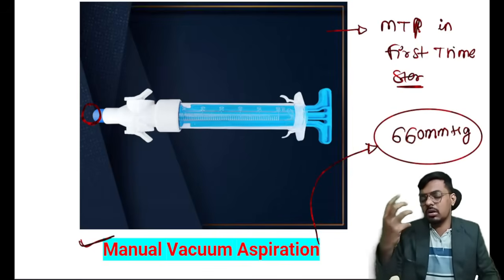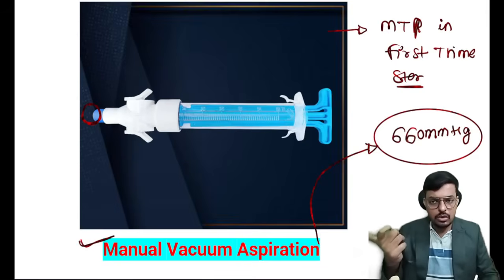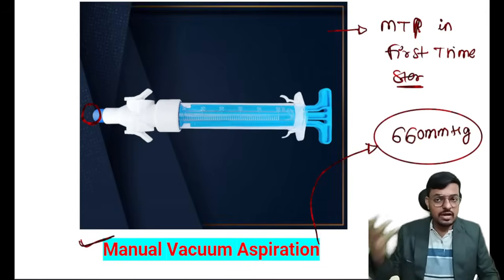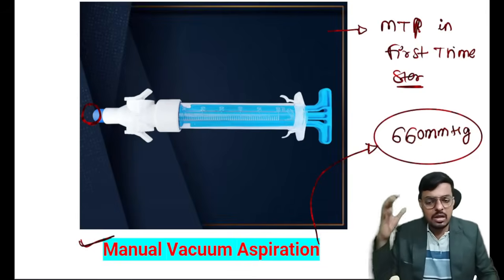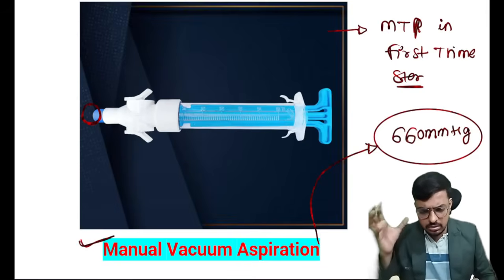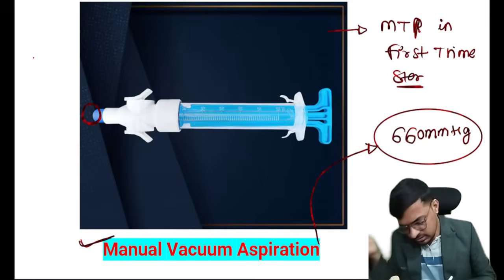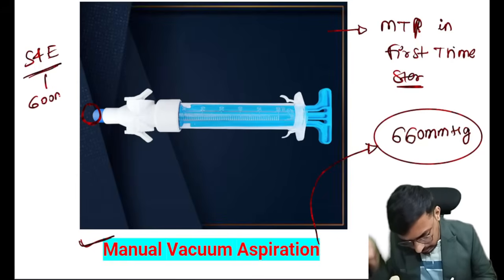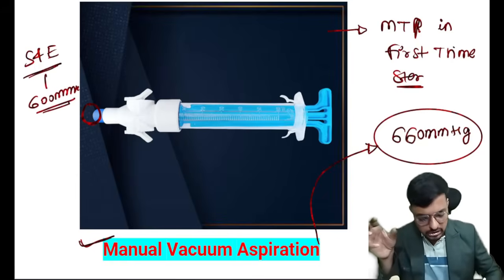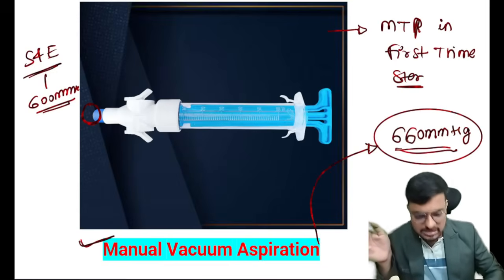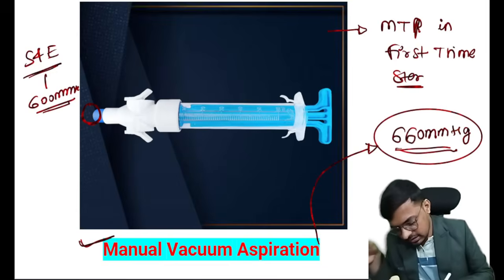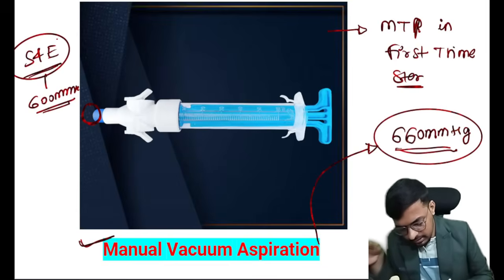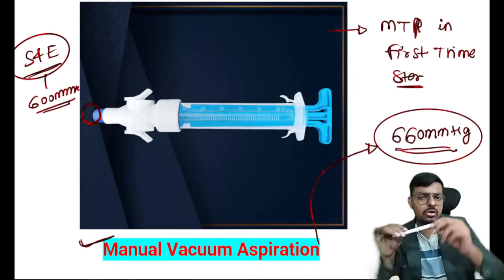One more term will come, that is vacuum aspiration, which is a different thing; I will explain that also. In suction and evacuation you have to apply a pressure of 600 mm of Hg. Here, in manual vacuum aspiration, the applied pressure should be 660 mm of Hg. Don't confuse suction and evacuation. We again do it with the Karman cannula. We will apply the tip of the Karman cannula to the suction apparatus.